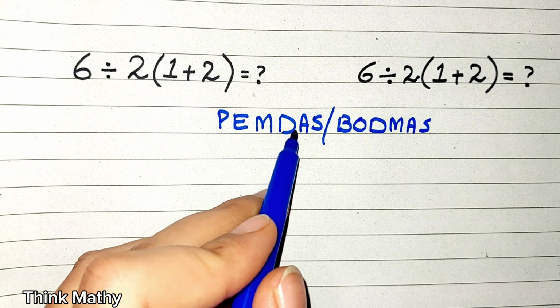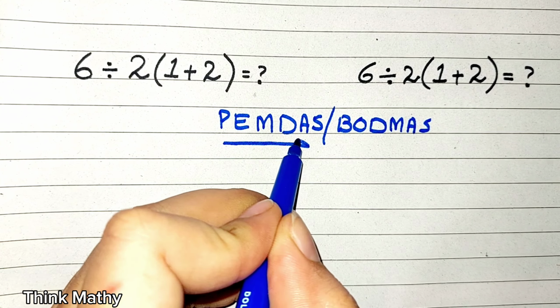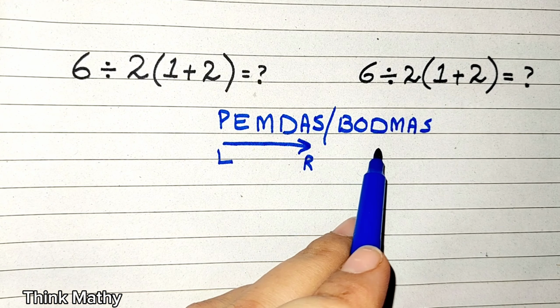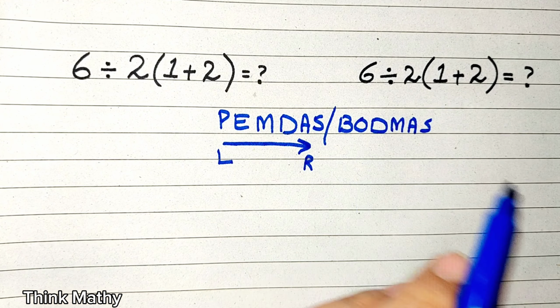When we have two operations like multiplication and division, or addition and subtraction, how will we solve that? We solve it left to right. In the same way in BODMAS, we solve it from left to right. So first we will solve this expression by using BODMAS or PEMDAS, which has no controversy.